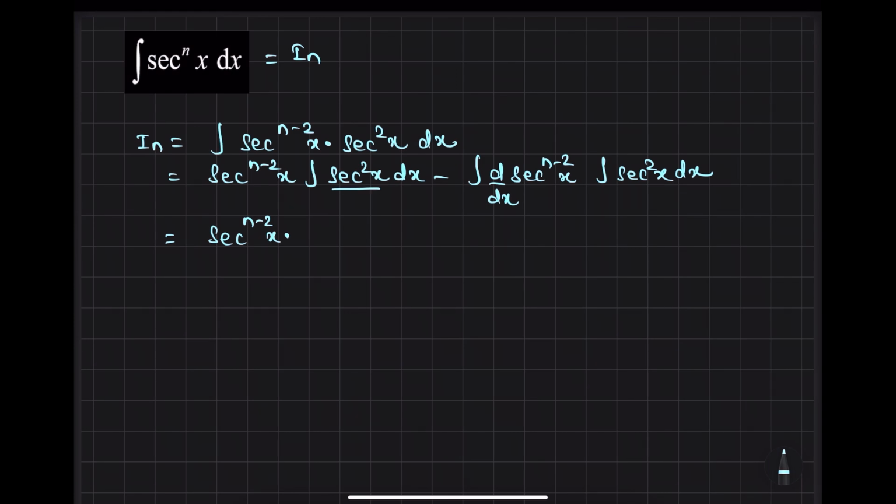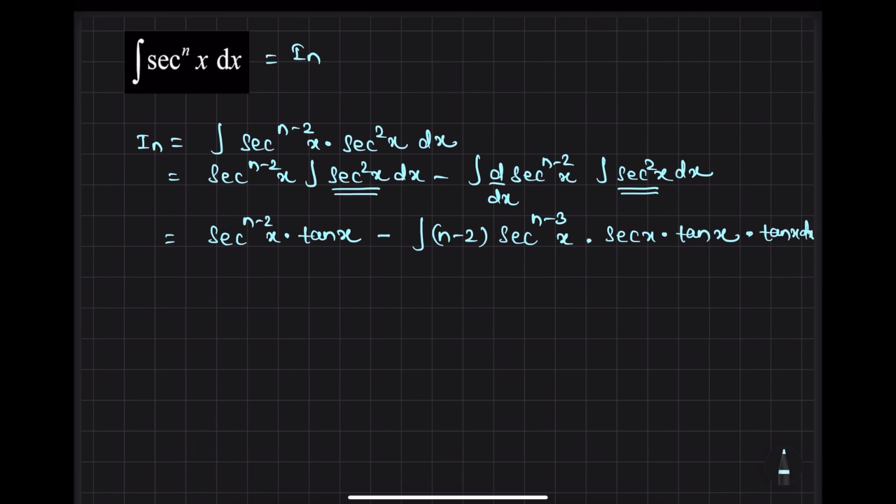Now what is the integration of sec square x? It is tan x. Correct? Now let's do the differentiation. If you do the differentiation, it is n minus 2 and then sec power n minus 3 x, and then sec x tan x. Correct? Now the integration of sec square x is also tan x, tan x dx. Okay, now look at the idea.